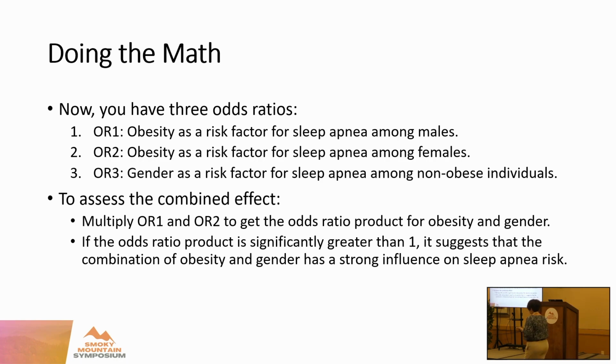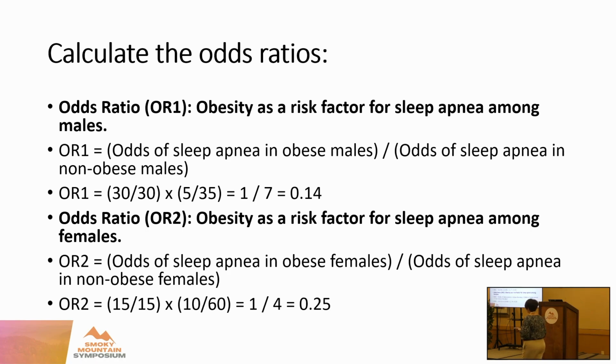And so to assess that, you're going to multiply the odds ratio 1 and odds ratio 2 to get the product for obesity and gender. And again, it restates if it's significantly greater than 1, it suggests that the combination of obesity and gender has a strong influence on sleep apnea risk. And again, I picked this one because we really already know this. This is something that we've seen in the studies.